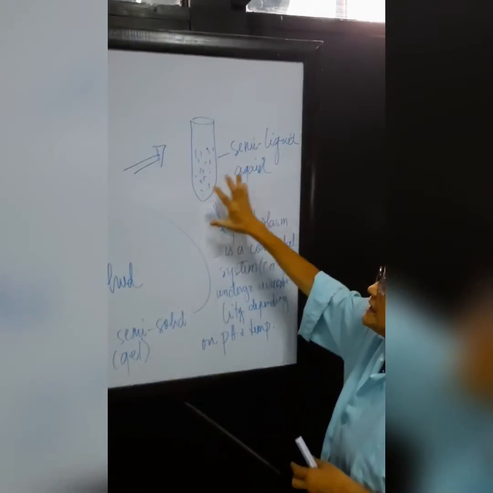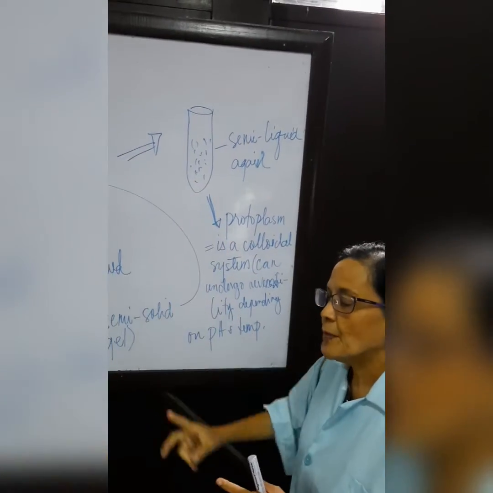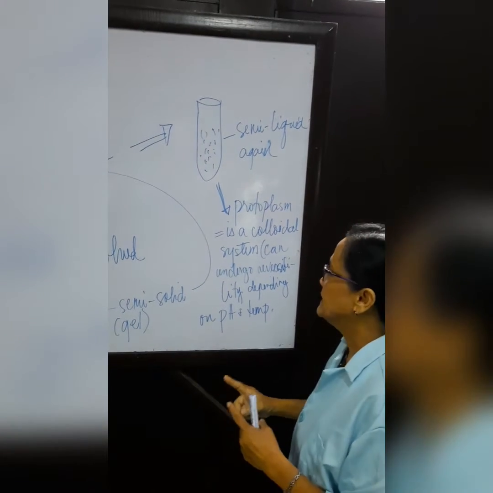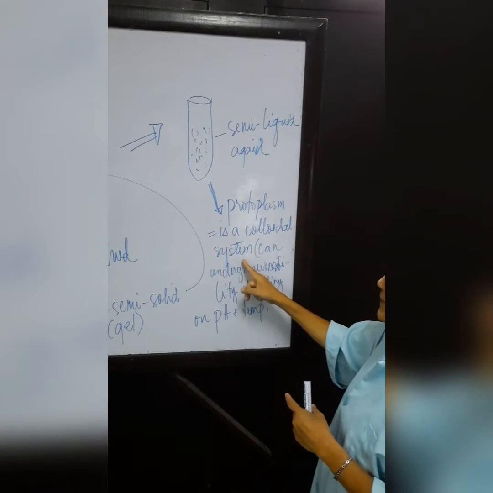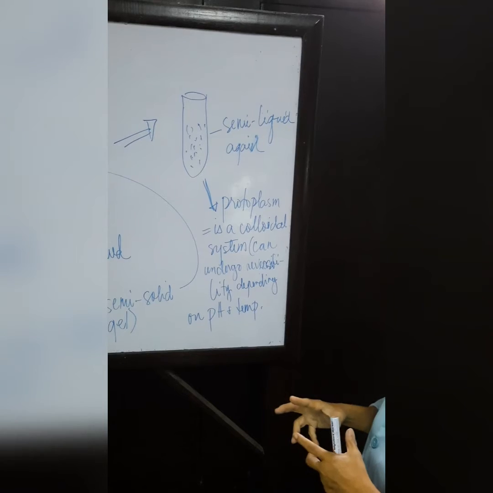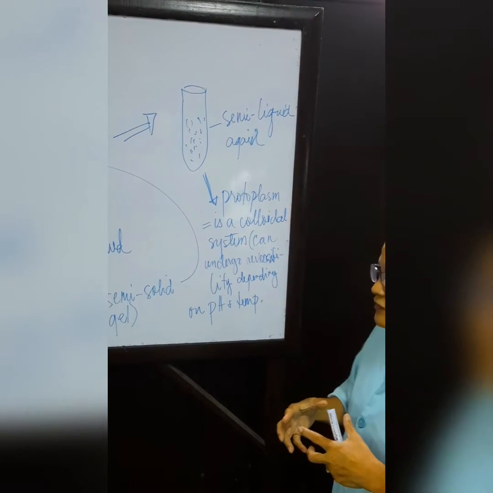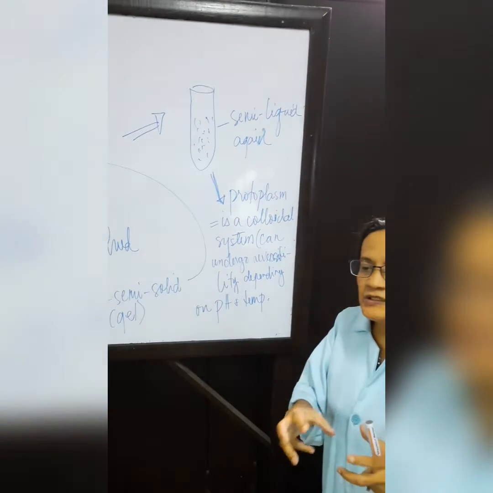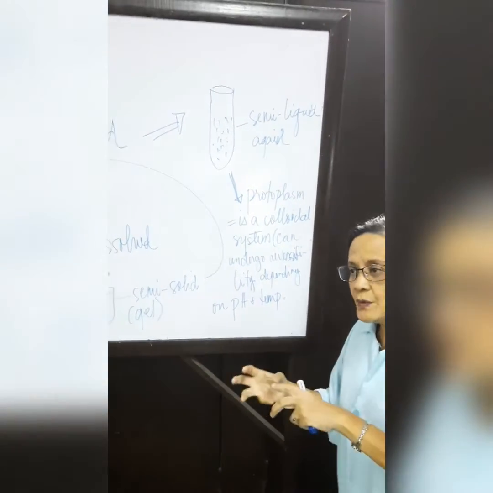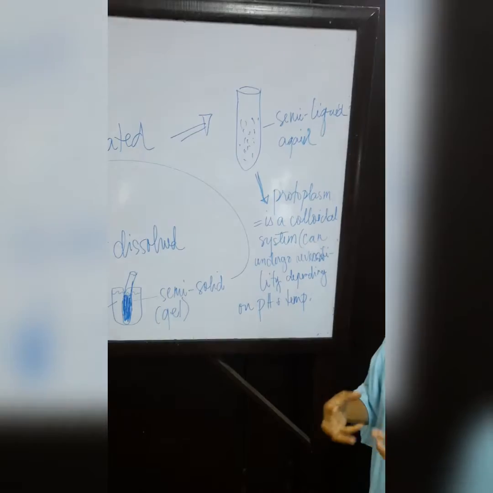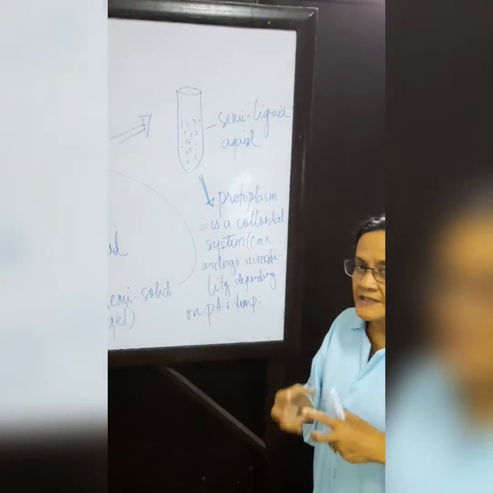So meaning to say, one property of protoplasm is that it is a colloidal system. A colloidal system, meaning to say it can undergo reversibility, of course, from solid to liquid or liquid to solid, depending on the pH and temperature.